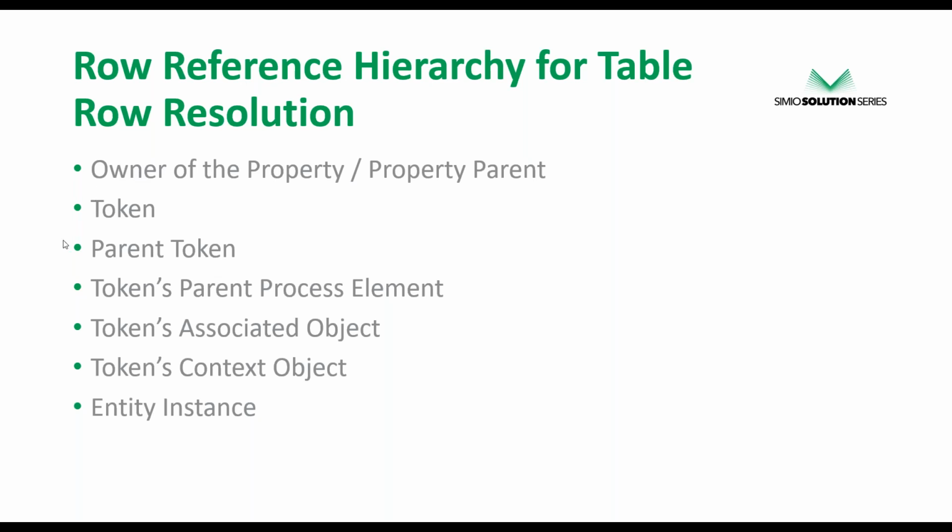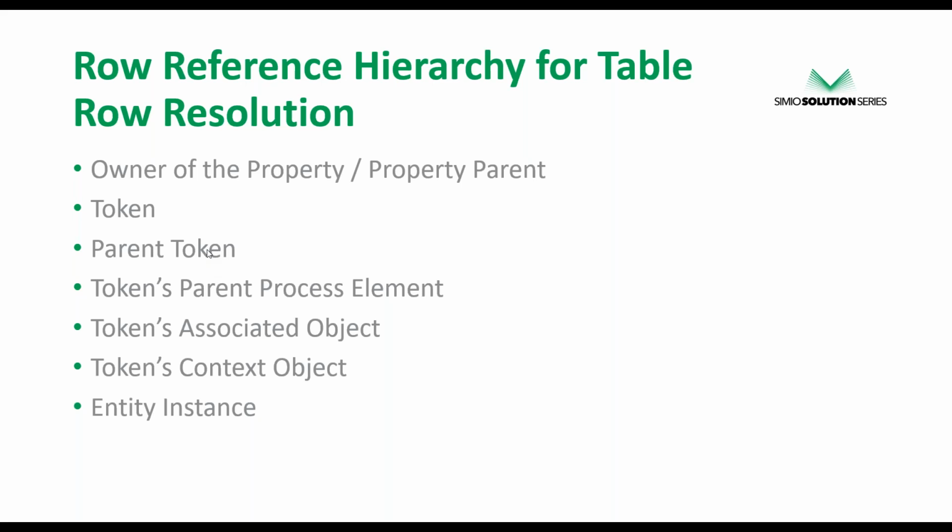If the token doesn't have any available, then we would use the parent token. So in a case where you're in process logic and a token had created a child token, that child token would look back to its parent token to see if it had any references. If we can't use the parent token references, we would use the token's parent process element. So the process itself can remember row references. If that doesn't have any references, we would then use the associated object, which in this case was our default entity that triggered the process. And if that didn't have anything, then we'd use the context object or the entity instance.